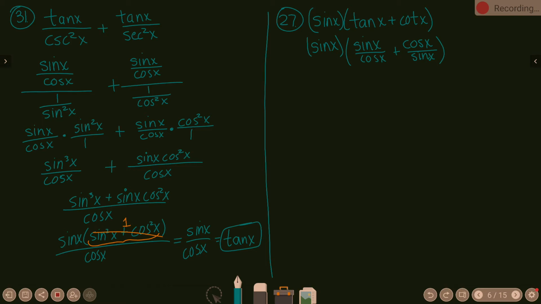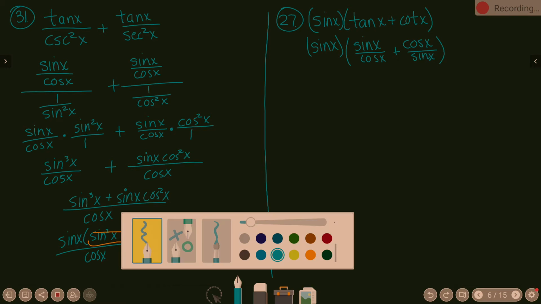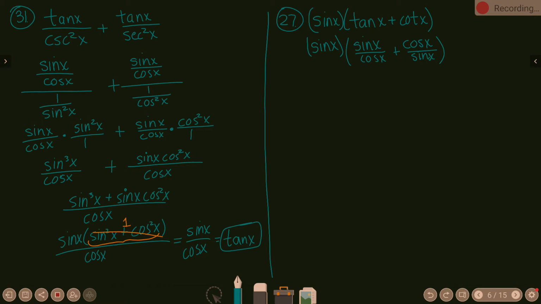Okay, so the option that you guys are trying to take, which I think should work pretty well, is to take your two fractions and add them. If we add them, we need a common denominator. What is the common denominator between sine and cosine? It's going to be sine x cosine x.